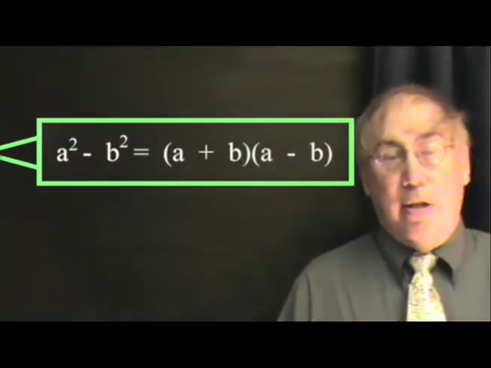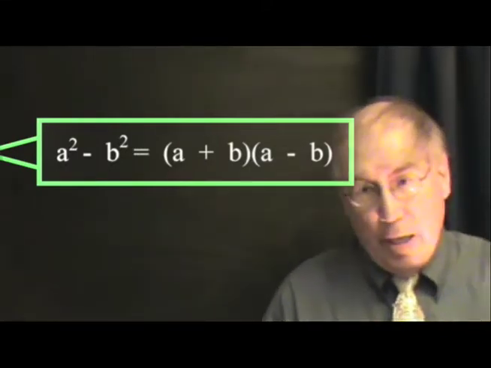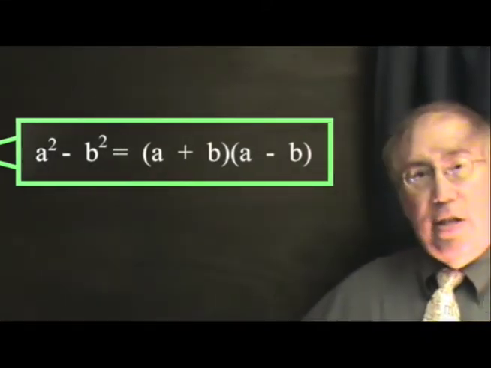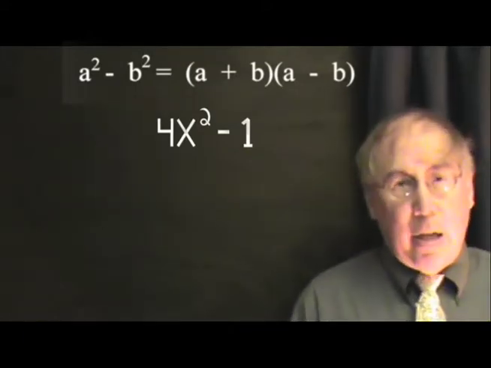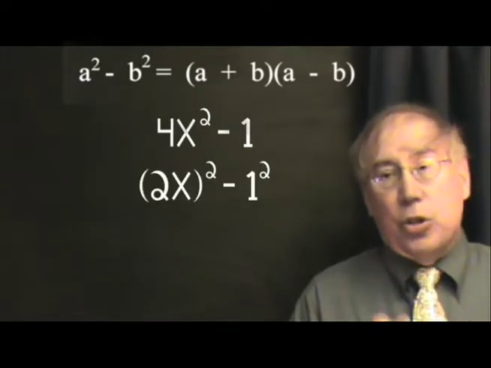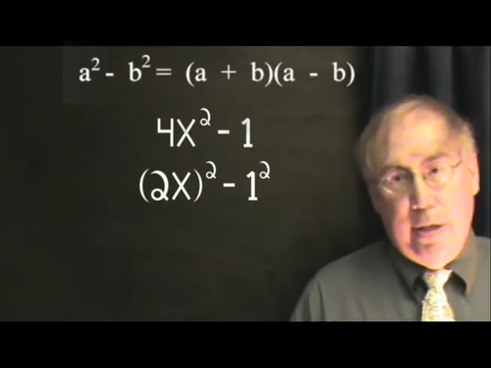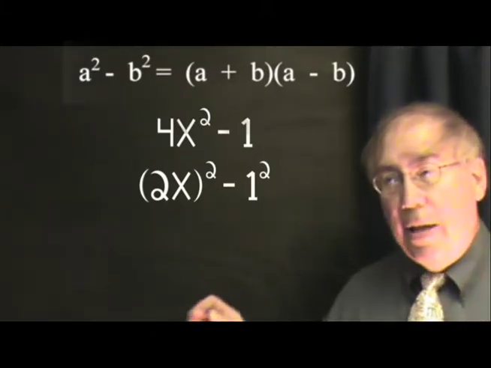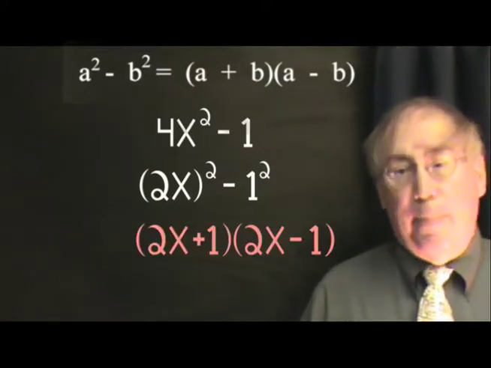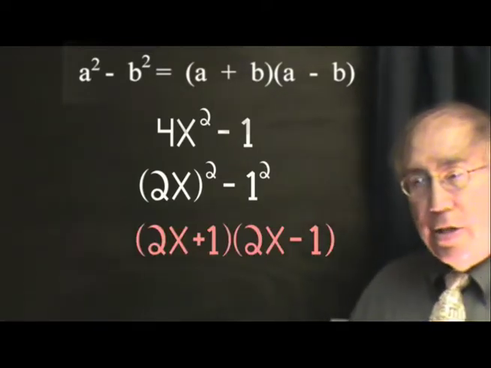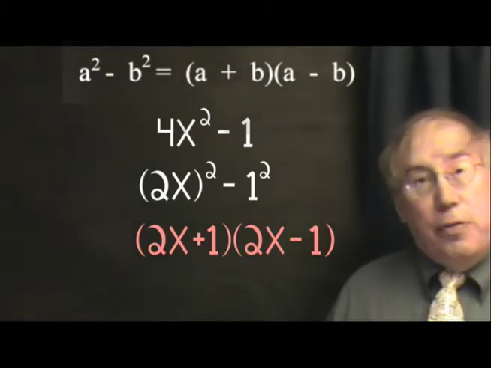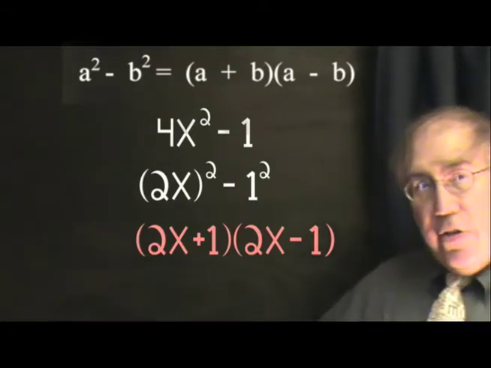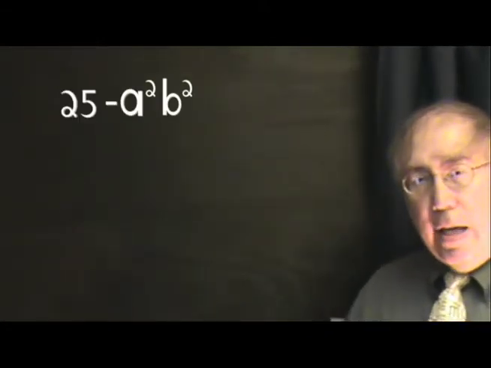Here's our first situation. We have the difference of squares. Now, if you factor the left-hand side, you'll get what's on the right-hand side. Let me give you a specific problem here involving this. If we take the square root of each of these terms, in this case we'll get 2x and 1. This is our a and b. Substitute those in the right-hand side, and we'll get the quantity 2x plus 1 times the quantity 2x minus 1. So if you take the difference of squares, this is what your factoring should look like.